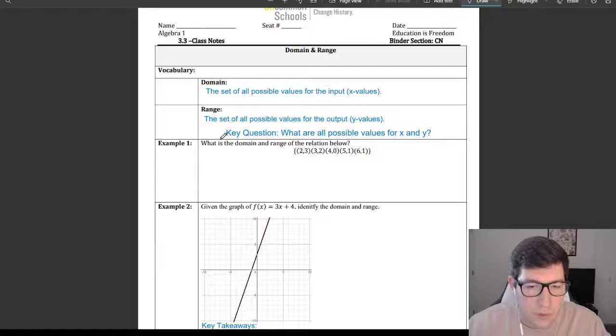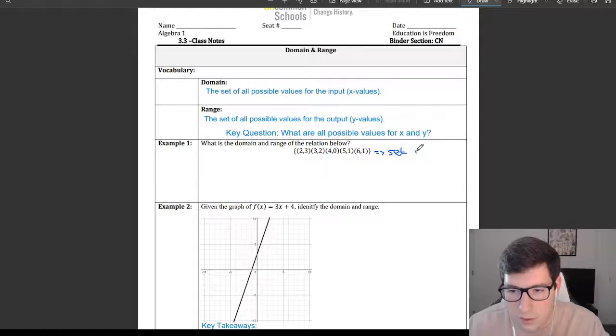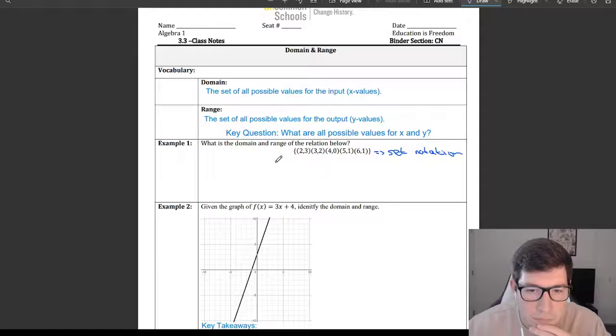All right. So in example 1, we're being asked, what is the domain and range of the relation below? So this down here, the way this is written, this is called set notation. You can go ahead and just make that note. We'll see it a few more times. It's not something that you need to be overtly familiar with, but it's good to know what this is. It's set notation.